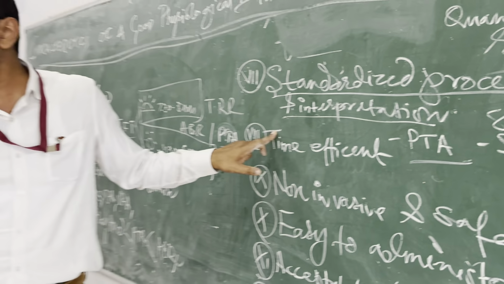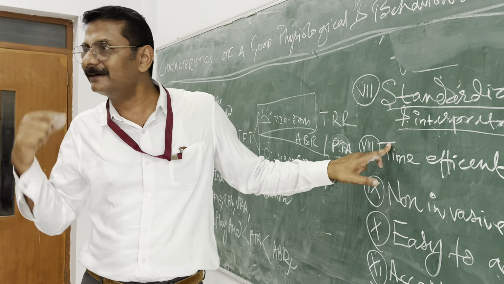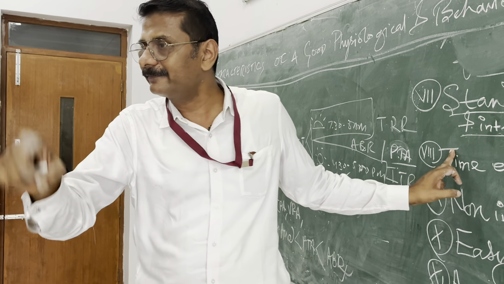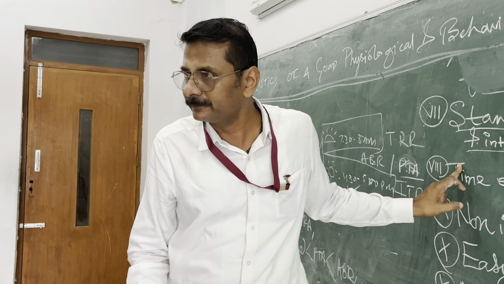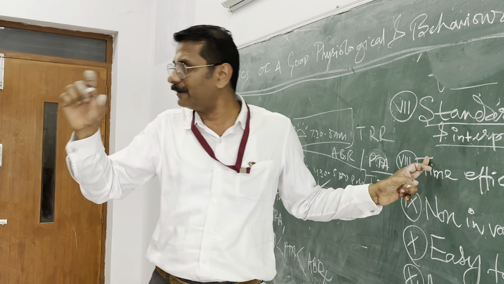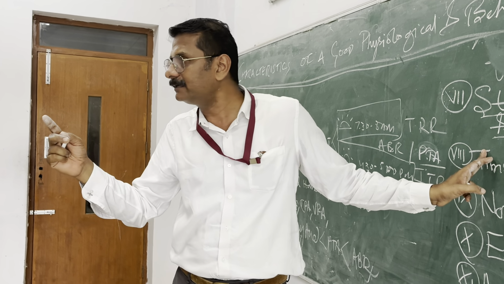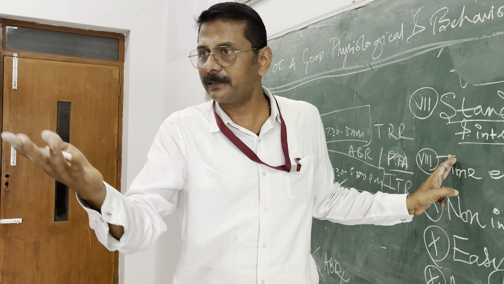For example, pure tone audiometry. If you miss the instructions and start doing it up and down like that, it will not have the inter-test reliability, it will go off. In pure tone audiometry, you have two findings. One is the pure tone average and the other is the slope of the audiogram, or the shape of the audiogram.